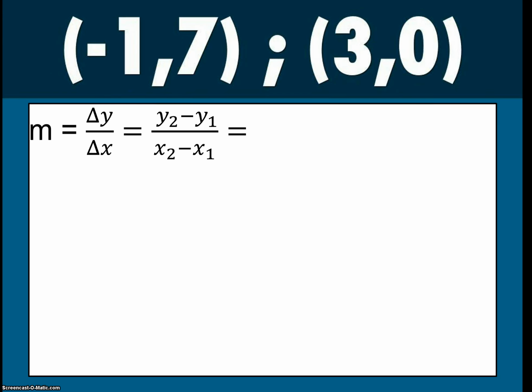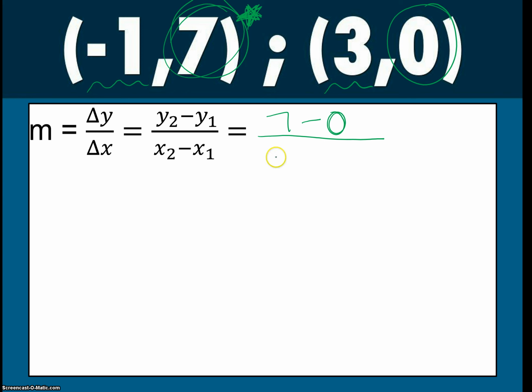Let's try it again. Here's another set of points. You just want to start with your y values, and you could either do 0 minus 7 or 7 minus 0. In this case, I think it's easier to do 7 minus 0, so I'm going to start on this ordered pair. 7 minus 0 is my y values, and now I have to start with my x values. I have to start with the same number in the same order. So negative 1 has to come first because negative 1 and 7 are ordered pairs. Then I need to subtract the other x value of 3.